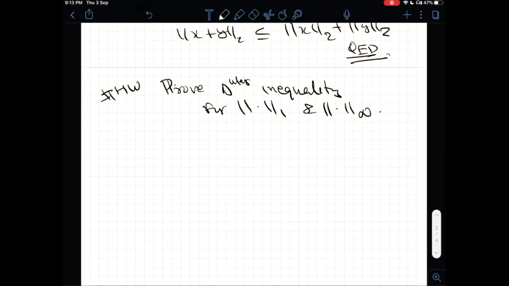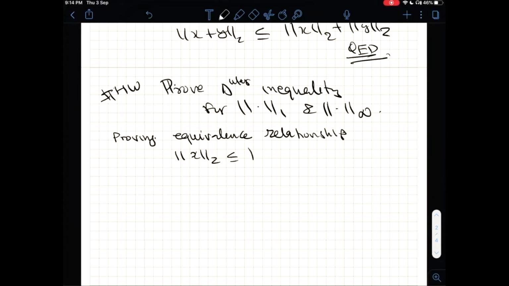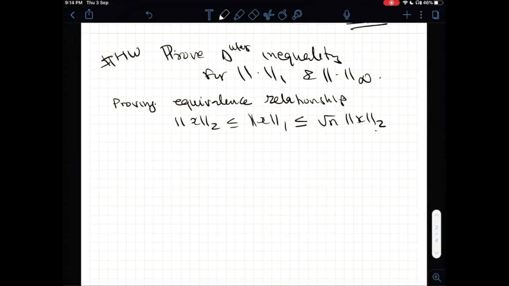Now let us move to proving the equivalence relationship, and in particular I am going to show the equivalence relationship on the very first example, the equivalence of first norm and second norm. So I will show this one, I will prove it, and the others I will leave to you as homework exercise.